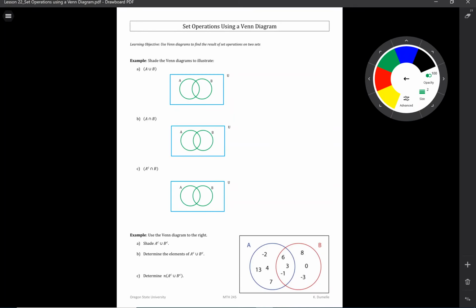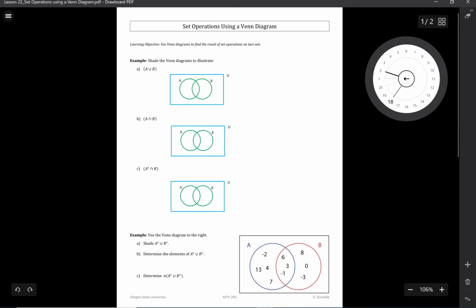All right, in this lesson 22, we are going to talk about how to visualize sets using Venn diagrams. We learned a bunch of stuff in the last lesson, notably what it means to have a union of two sets and their intersection. So in this lesson, we are going to visualize this using Venn diagrams.